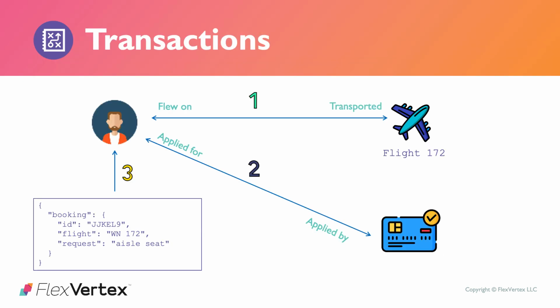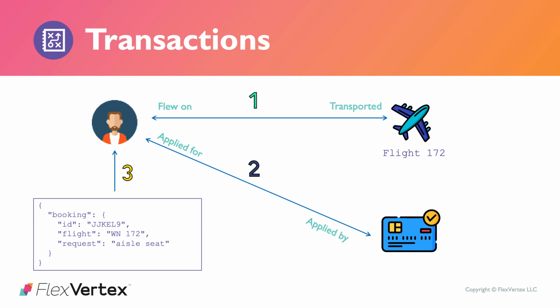One of the big barriers to graph database adoption has been relatively poor support for transactions. Organizations developing mission-critical applications need the assurance that their data will be safe. In response to these requirements, FlexVertex provides full ACID-compliant transactions.